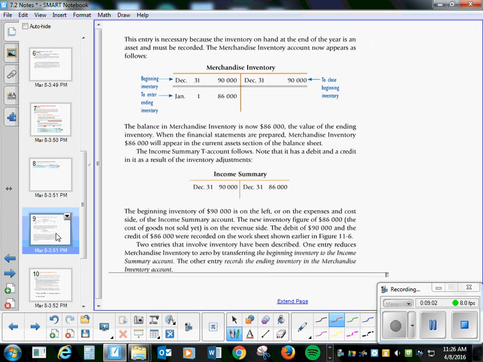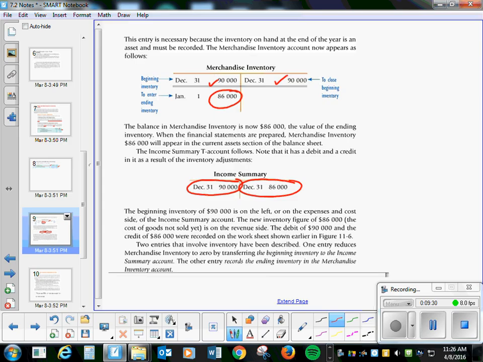This entry is necessary because the inventory on hand at the end of the year is an asset and must be recorded. The merchandise inventory account now appears as follows. So you had 90,000, you closed it, now you have the right amount, 86,000. And in the income summary, when you closed it, you had the 90,000, and now you have 86,000 in it.